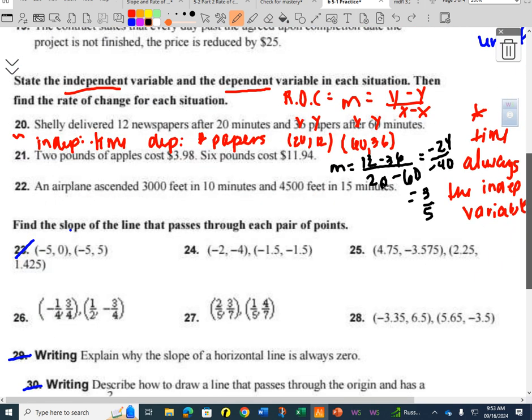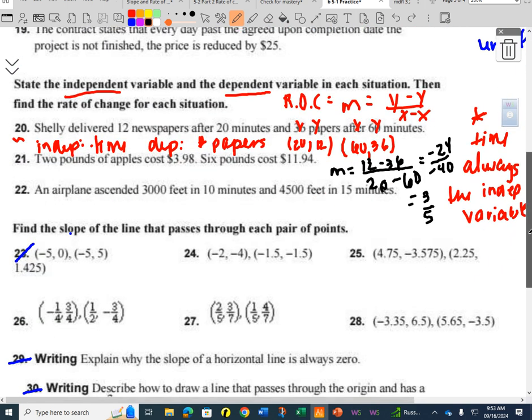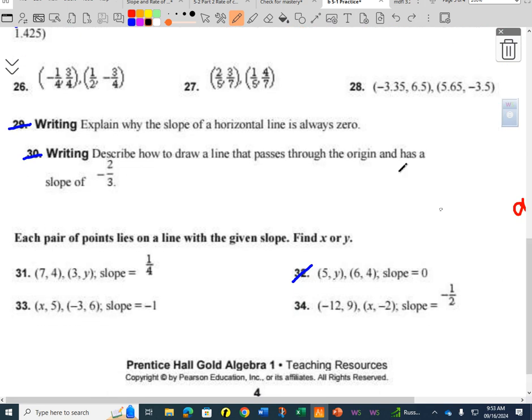All right, so let's go down and do some of the word problems that you guys don't like to do by yourself. Let's do 29. Explain why the slope of a horizontal line is always 0. So I have an example here where I have a horizontal line and I've plotted 3 points on it. Can someone give me the ordered pair for this point?